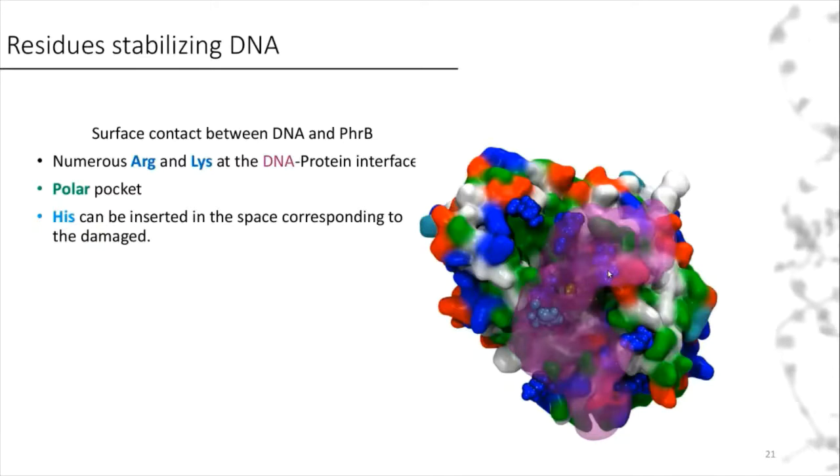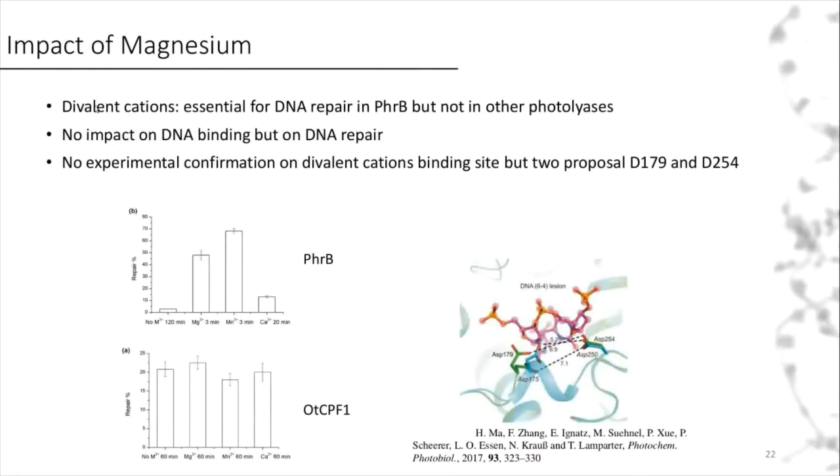PHRB is also quite interesting because it is sensitive to the concentration of divalent cations in the medium. Divalent cations are really essential for DNA repair, but this is not the case for other 6,4 photolyases. It has an impact on repair and not on binding. They don't have the X-ray structure of PHRB with DNA, so they don't know where the cations can be, but they know that if they mutate these two aspartates, the repair rate is really decreased.